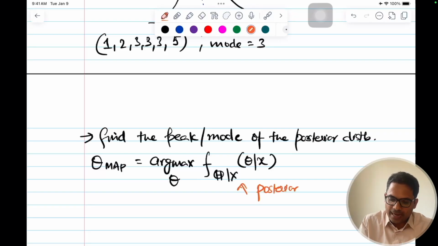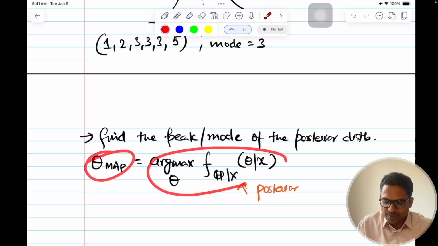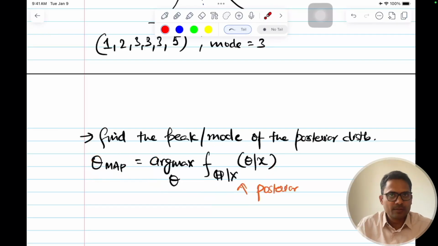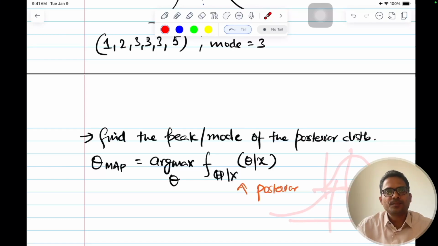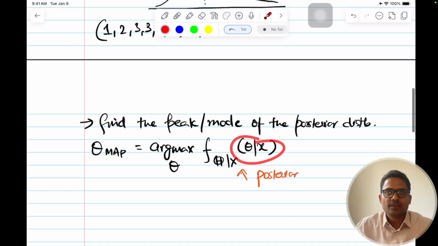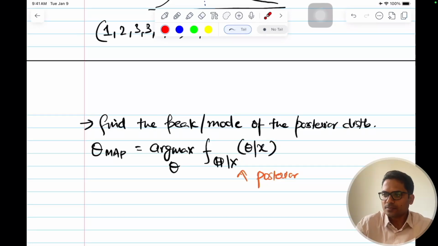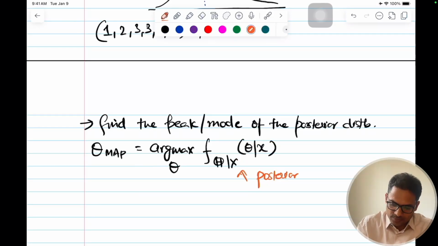So I have to find that theta which will maximize this, and this maximum would be around the peak of that posterior distribution, wherever I get it, like this, or it can be this way. So I have to find that peak. How will we do that? Let's see now. This is the posterior, and this is for the continuous case. Let me write it down so that the symbols are clear.